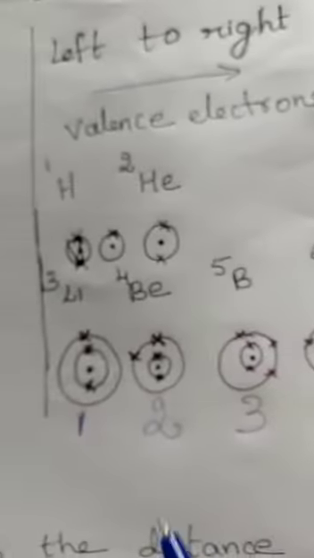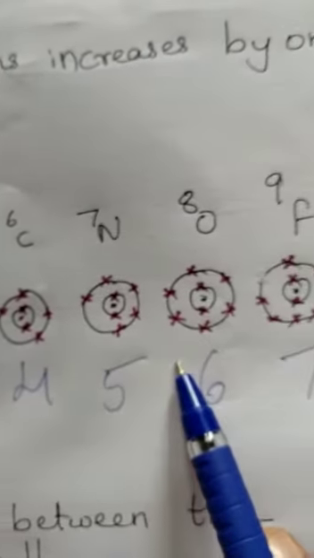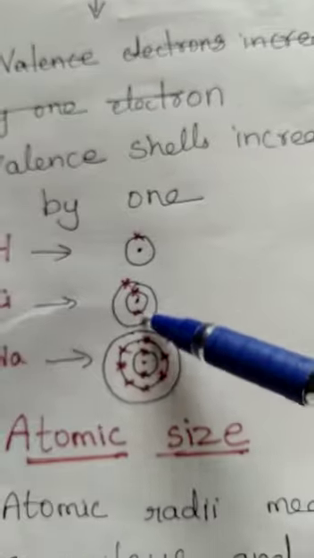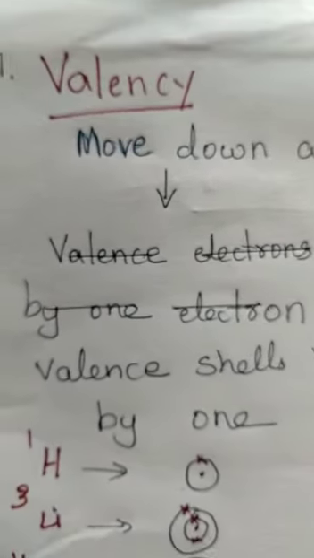Now you see, when we go from left to right in a period, valence electrons increase by 1, and when we come from top to down in a group, shells increase by 1. So this is the property of valency in the periodic table.